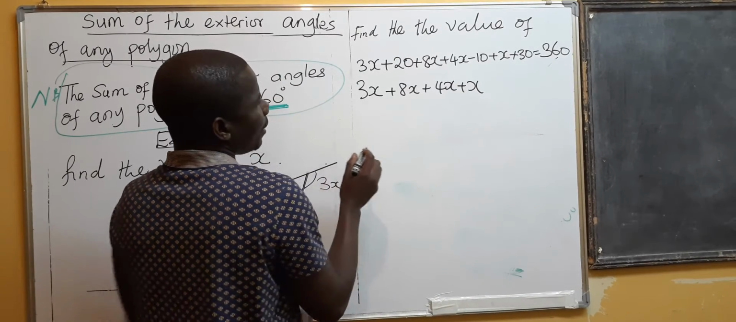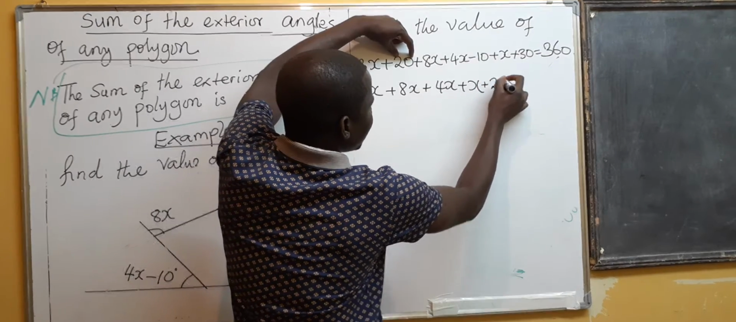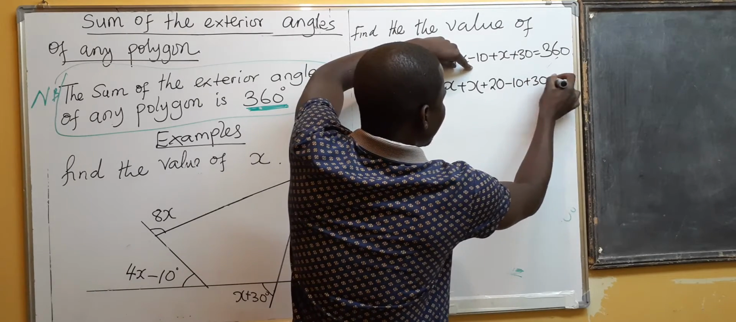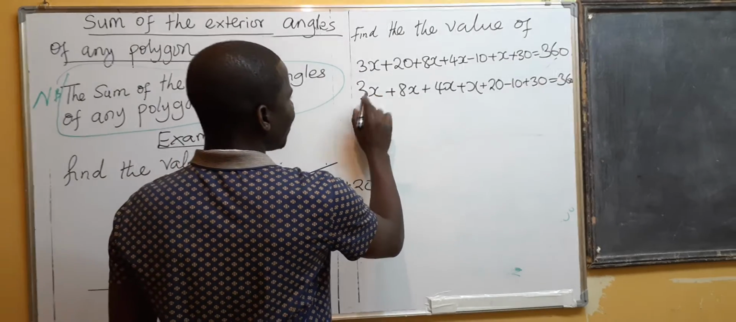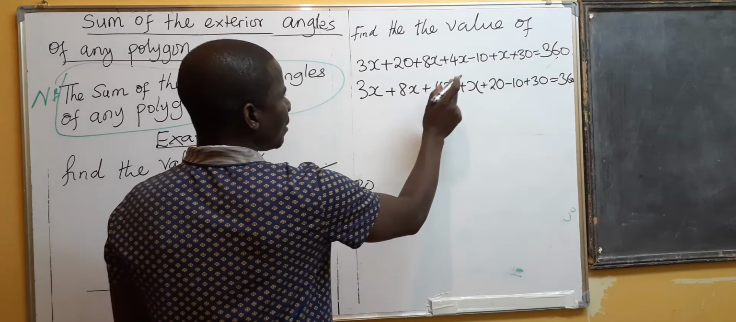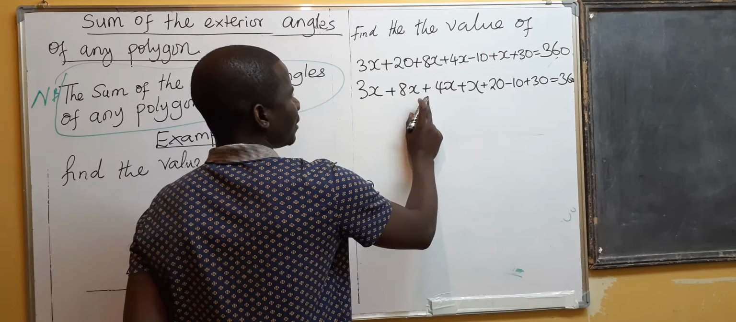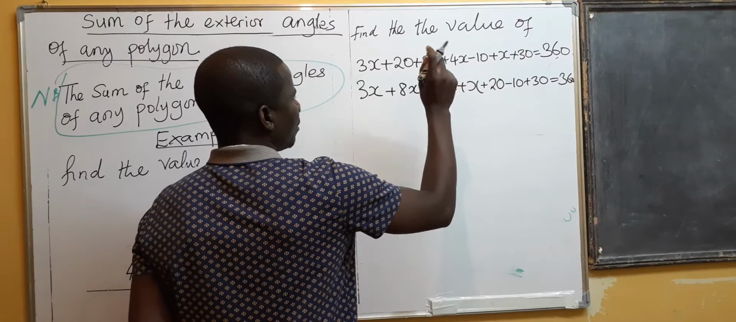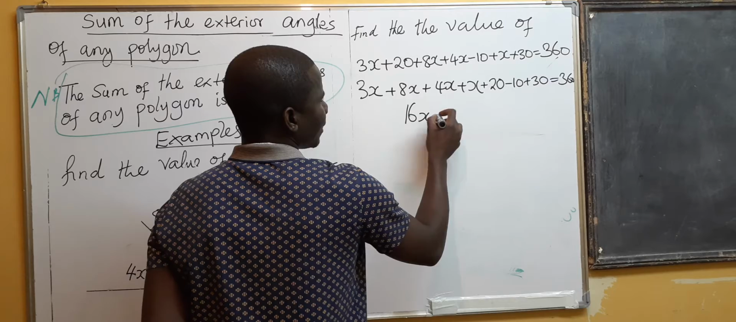Okay? Then what do we have? We have now plus 20 minus 10 plus 30. This is equal to 360. Now, let's look at the x terms. This is 11x. What do we have when we deal with this one? This is 11 plus this one, then we have 15, 16. So we have 16x.